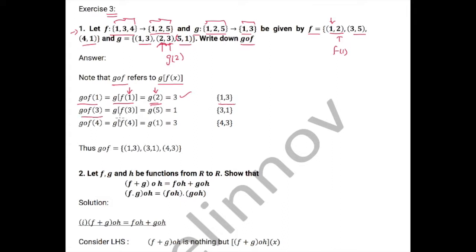Similarly, g o f of 3, g of f of 3. For 3, we have f of 3 equal to 5, and hence it is g of 5. For 5 here we have g of 5 equal to 1. So this is another subset. So g of f of 4: f of 4, this is 4 and this is f of 4, which is equal to 1, and hence we get g of 1, which is equal to 3. So just rewriting it, we get (1, 3), (3, 1) and (4, 3), which is g o f.